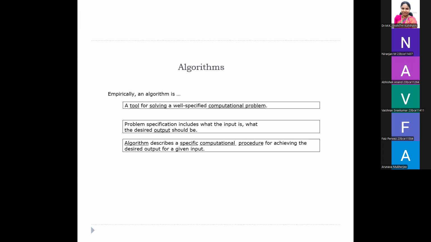If you take the other definition of algorithms, a tool for solving a well specified computational problem, or a problem specification includes what the input is and what the desired output should be. Algorithm describes a specific computational procedure for achieving the desired output. Any doubt with respect to the definition of algorithms?